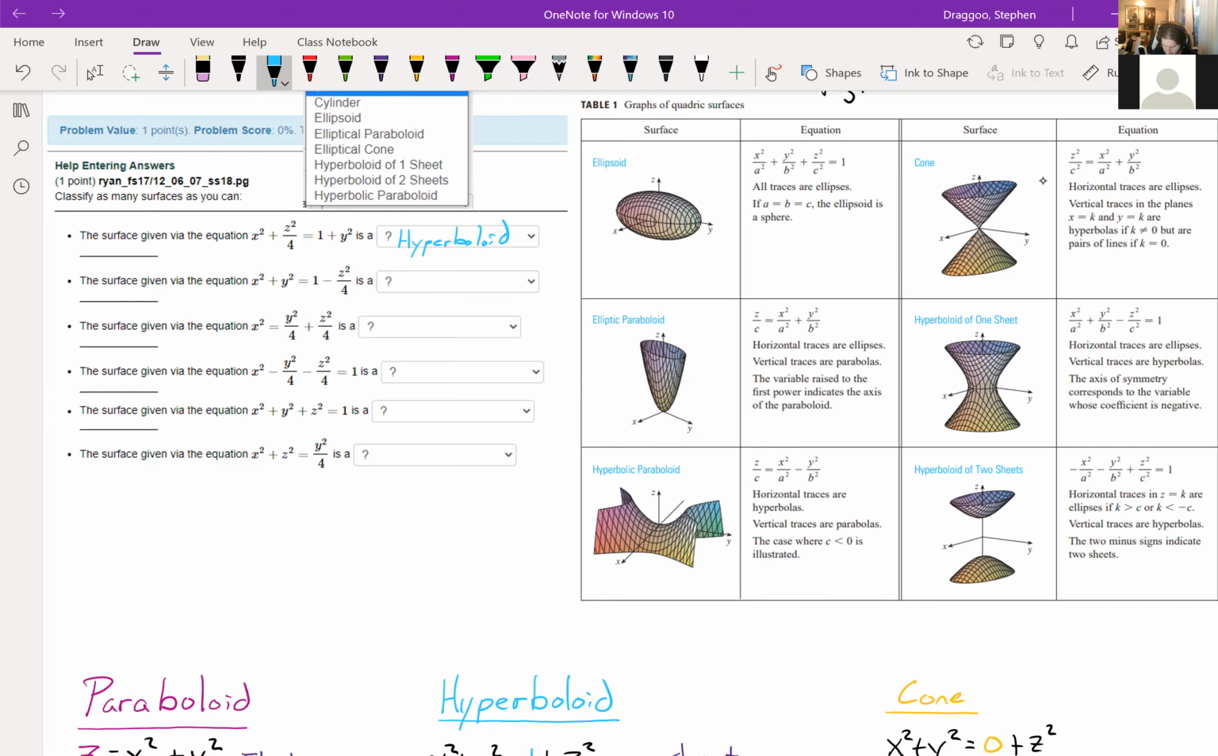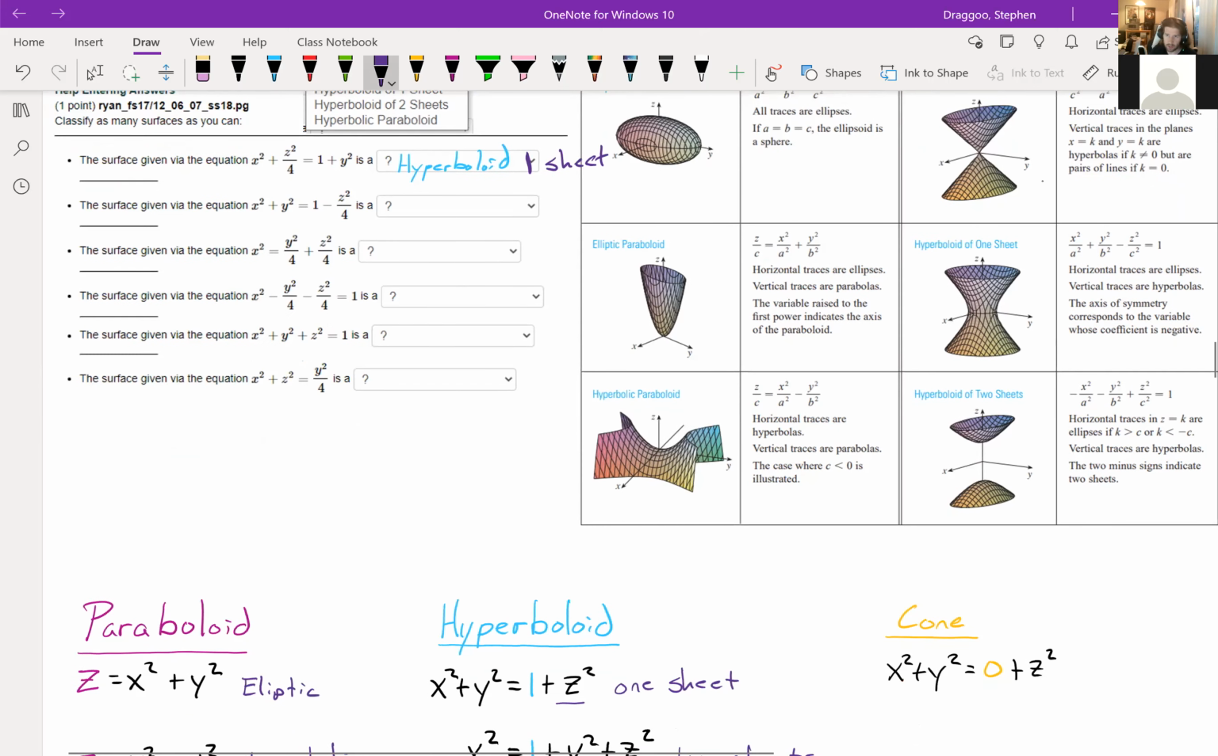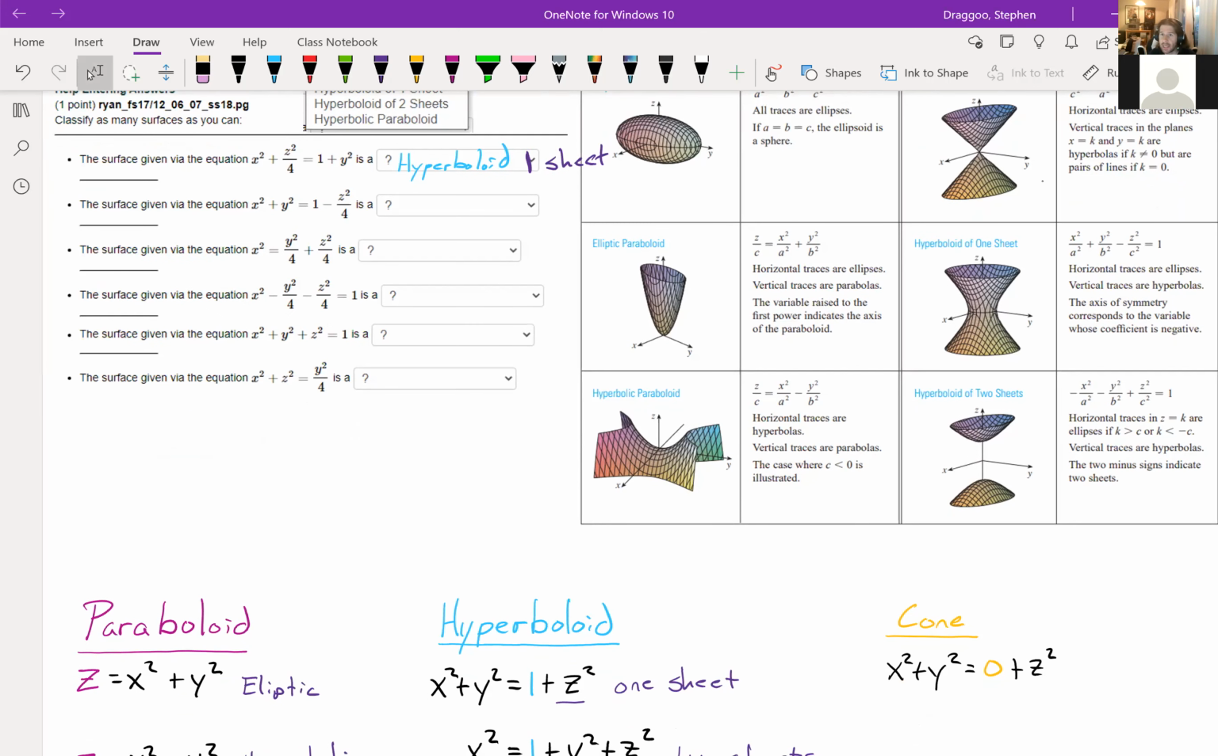Hyperboloid of one sheet. Right, so if I go with the explanation that I gave earlier, I have just the one term. Notice all my terms are positive, and I have just one term over with that constant number on the right. So it's a hyperboloid of one sheet.